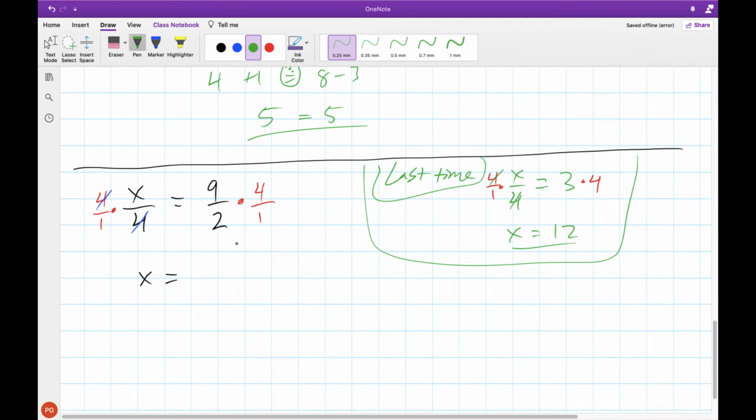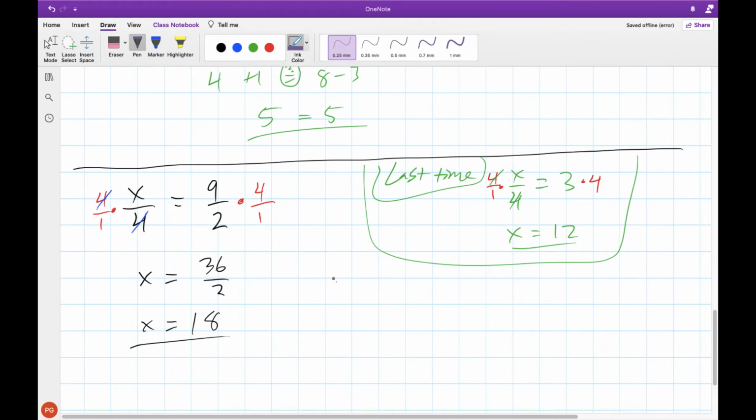Here, we'd have to do a little bit more complicated cross-reducing, or you could just multiply the tops and the bottoms. 4 times 9 is going to give us 36. 2 times 1 gives us 2. And then we can just divide this. 36 divided by 2 gives us our answer of x equals 18.